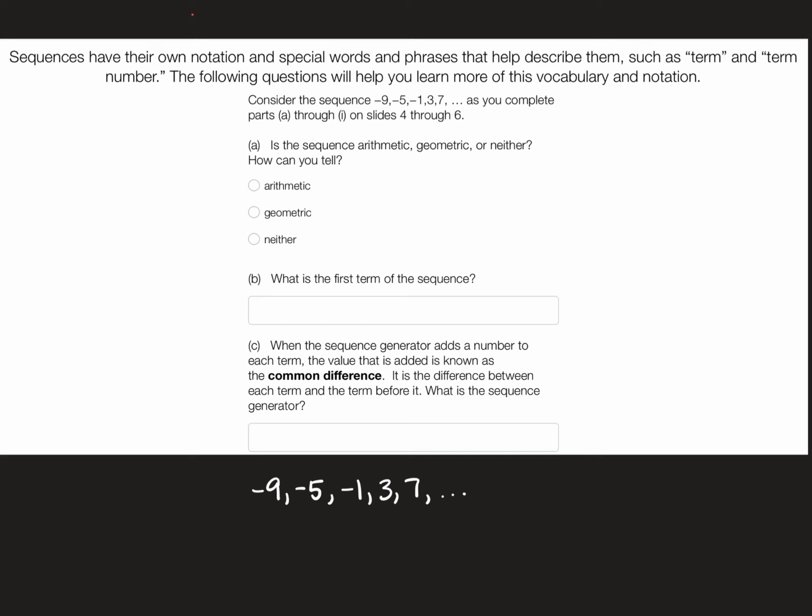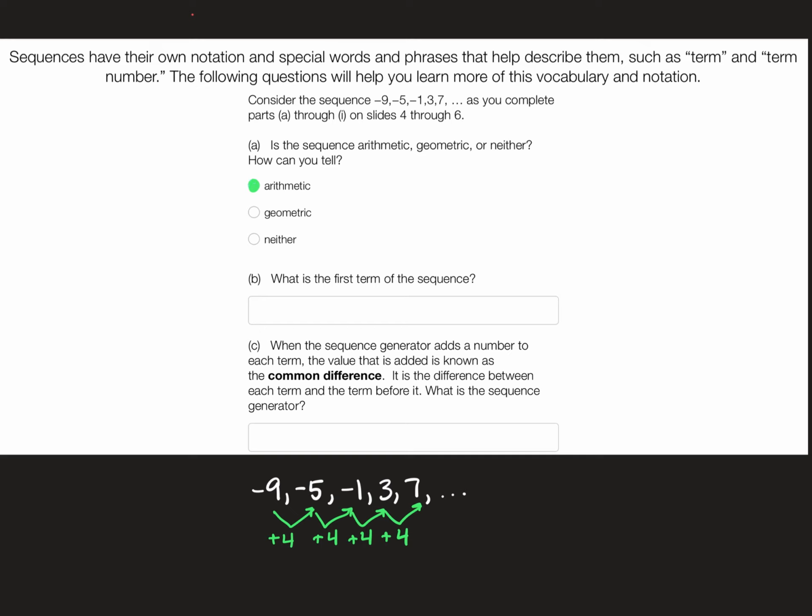So if we look, remember I like to start by looking at whether or not we're adding the same thing each time. So if I look at what happens from -9 to -5, I'm adding 4. I'm also adding 4 to get from -5 to -1, also adding 4. So it looks like our sequence generator is adding 4, which would make this an arithmetic sequence.